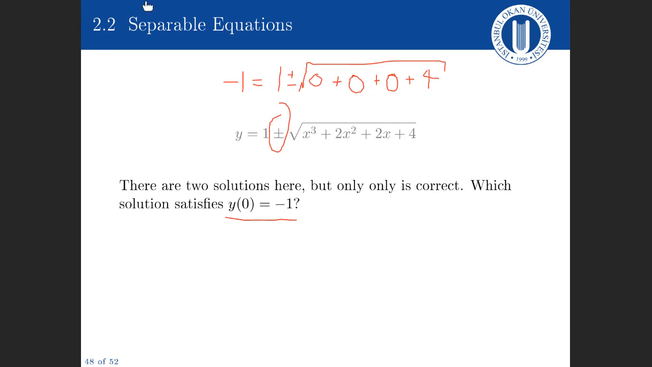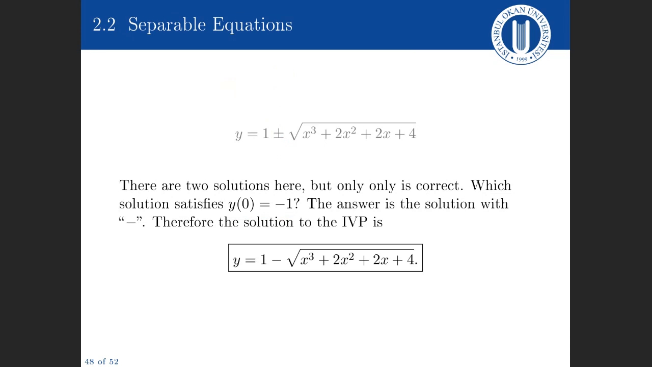The answer is minus. If we have y is minus 1 and x is 0, we want to satisfy minus 1 is equal to 1 plus or minus the square root of 4, or 1 plus or minus 2. For this to be correct, we must have minus 1 is equal to 1 minus 2. The answer is we want the solution with minus. So the solution to the initial value problem is y is equal to 1 minus the square root of x cubed plus 2x squared plus 2x plus 4.